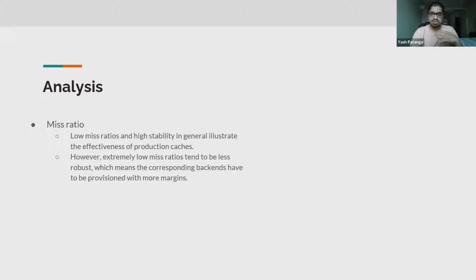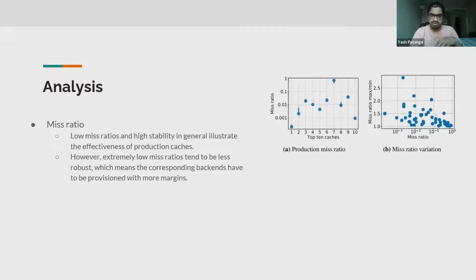Miss ratio. I'm sure we are all aware of what miss ratio in a cache is. In the figure on the left side, you can see the mean miss ratio over a week. The dot represents the miss ratio, and the bars show the minimum and the maximum miss ratio. Out of this, 8 of the 10 Memcache clusters have a miss ratio lower than 5%, and 6 of them have a miss ratio close to or lower than 1%.